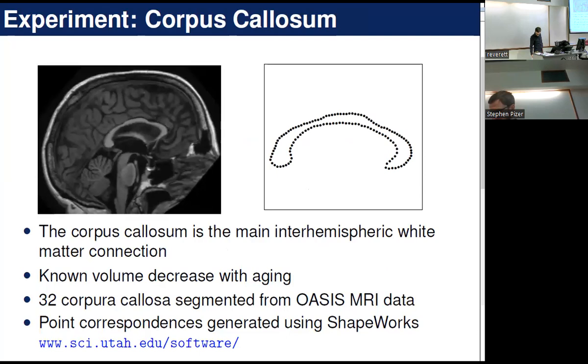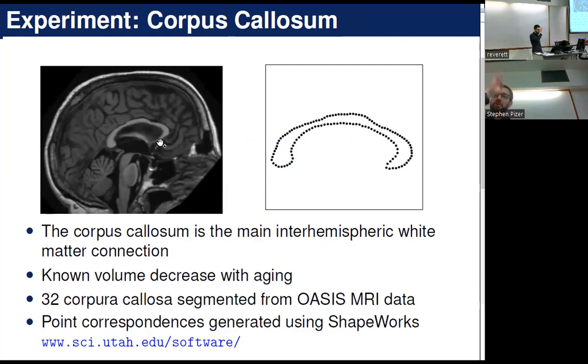We have an experiment here that will show how the geodesic expression works. This is again going to be a point distribution model from the corpus callosum. The corpus callosum is really a cross section through the hemispheres, kind of the main highway of white matter between the left and right hemisphere of the brain.